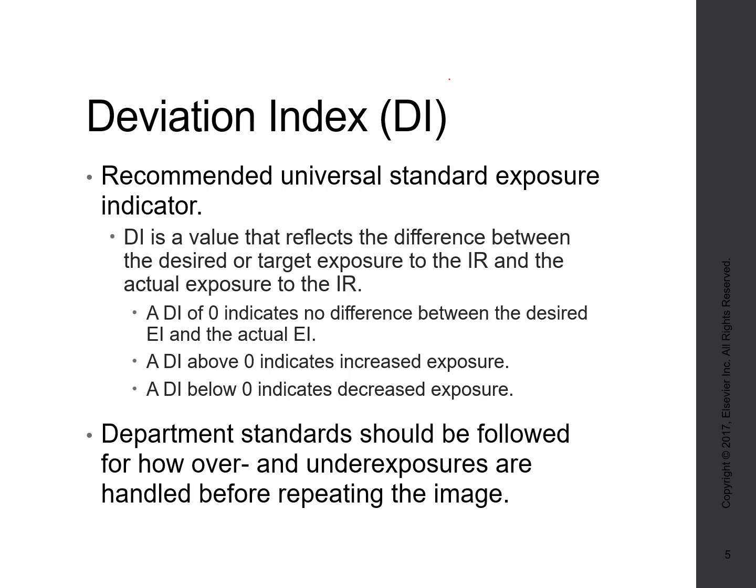Now, the farther you get from 0, obviously, the more under or overexposed you are. So a DI above 0 would indicate overexposure. A DI below 0 would indicate underexposure. Department standards of how far over or under should be allowed should be made and posted.